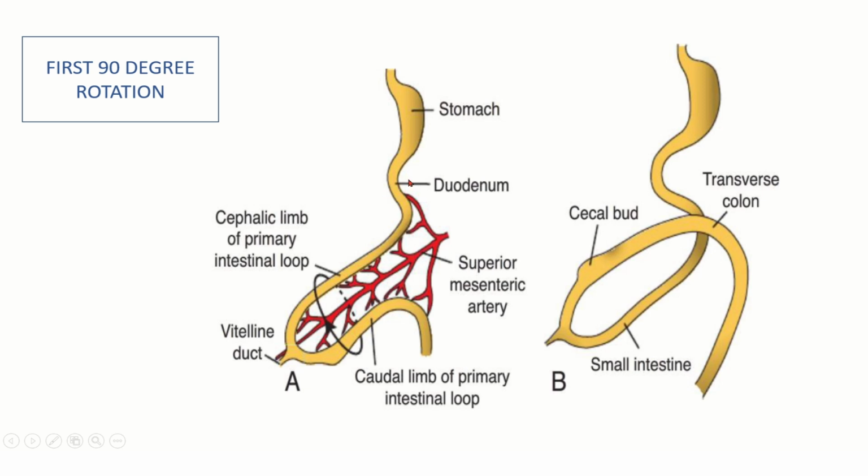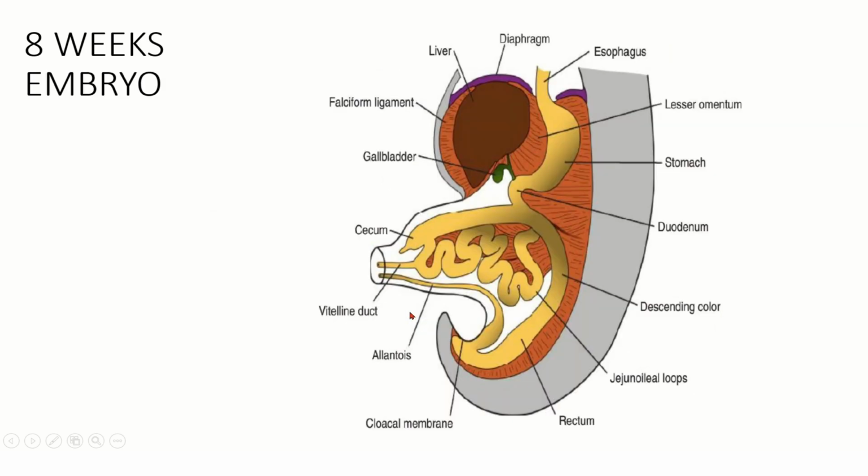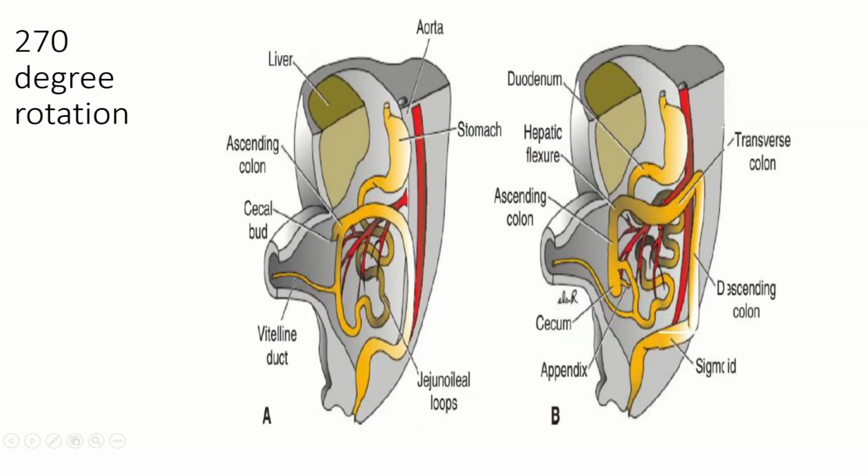The superior retention band in adults is represented by the suspensory ligament of Treitz, that is the suspensory ligament of the duodenum. And here the inferior retention band is represented by the phrenicocolic ligament. So now the loops which had gone out have re-entered. So total midgut rotation is 270 degrees.